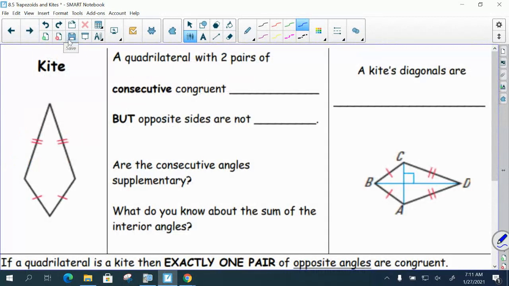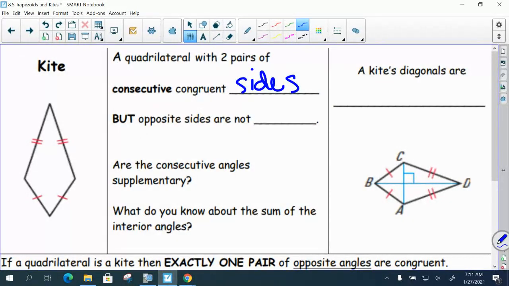All right, so how about a kite? The kite is the next thing we'll learn about. It is a quadrilateral with 2 pairs of consecutive congruent sides. So besides a square, we've never had consecutive congruent sides. But if all 4 sides are congruent, then we would call it a square, as long as you have right angles. If not, then it would be a rhombus. But anyways, if you have 2 pairs of consecutive congruent sides, then it's called a kite.